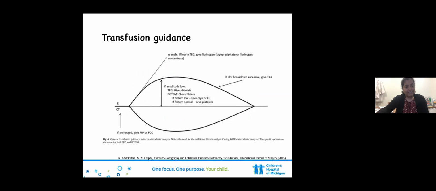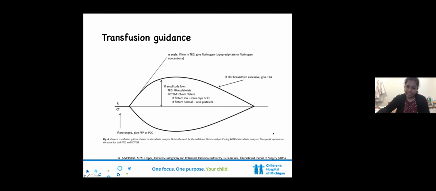So as you can see here, this is what the recommendations are based on what the curve might be. If you have a really long R time, then because you're missing enzymatic factors of coagulation, you might consider giving FFP or a prothrombin complex concentrate. If the K or the angle is low, then you might want to consider giving fibrinogen. And if the MA is low, then you want to give platelets. On the other hand, if clot breaks down very quickly, then you might want to consider an antifibrinolytic.